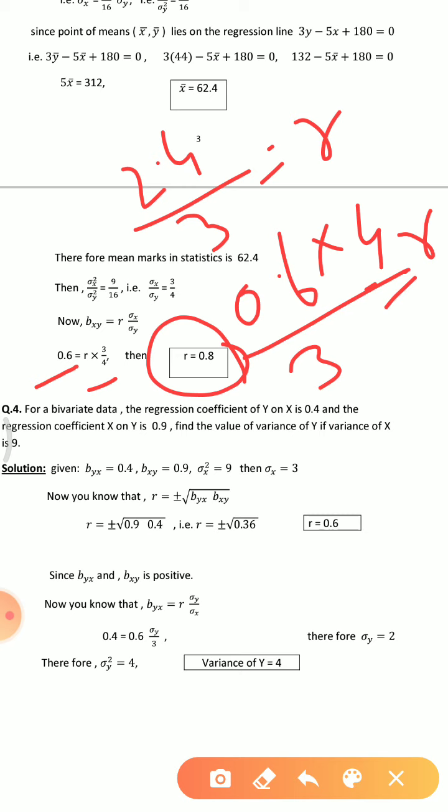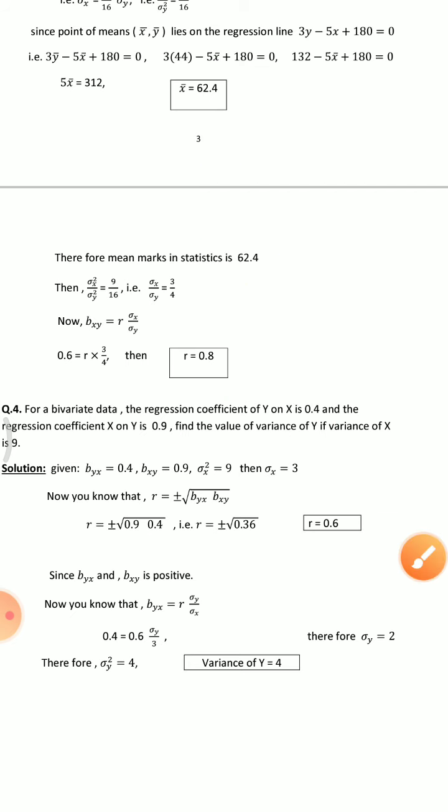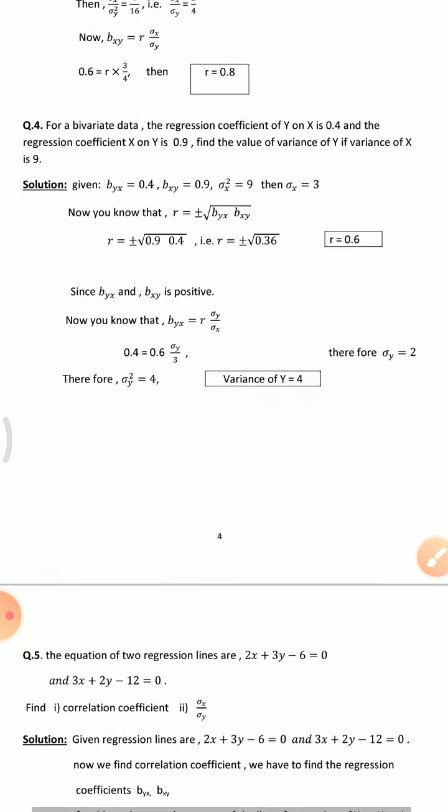This we have to find: the mean of marks in statistics and the value of r, that is the correlation coefficient, 0.8 here. Okay. Then see the next question.